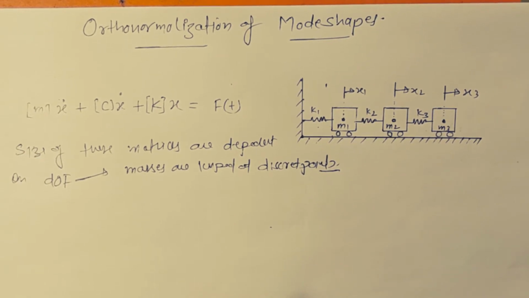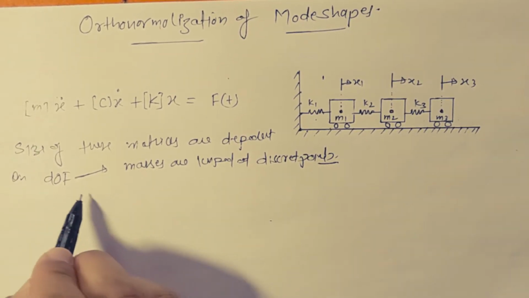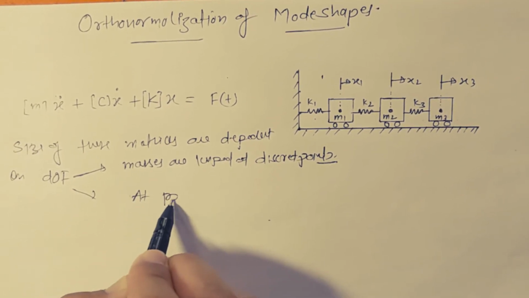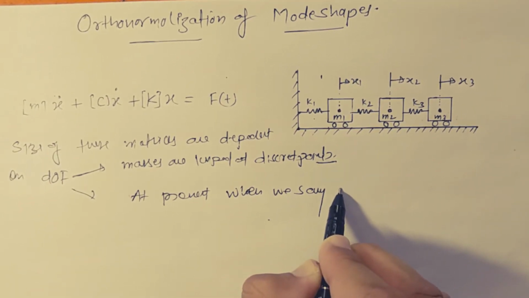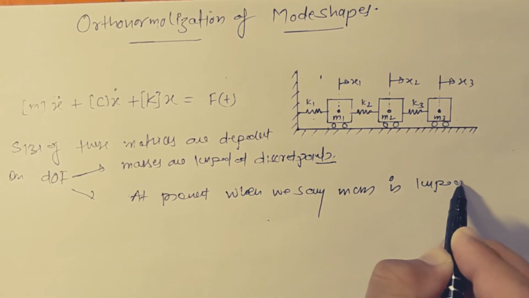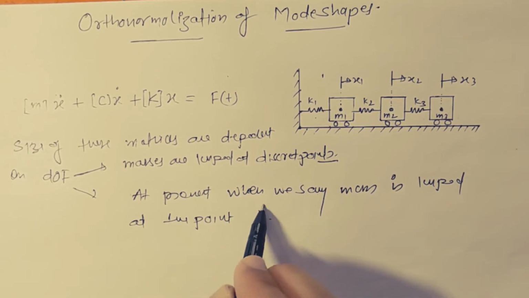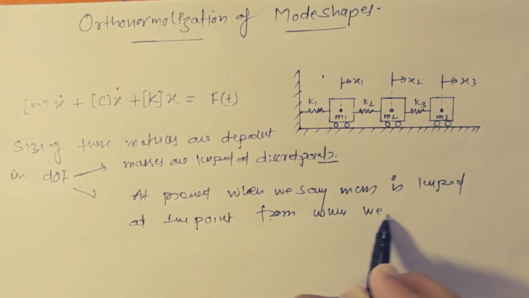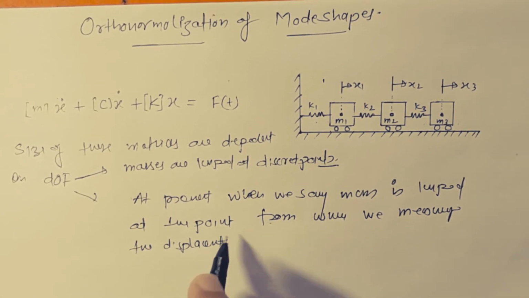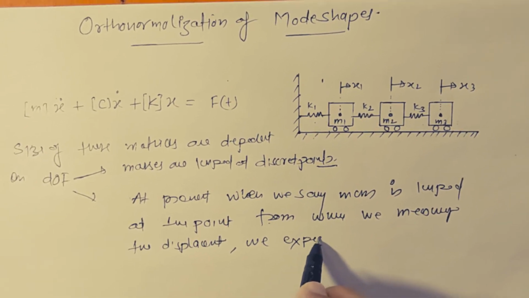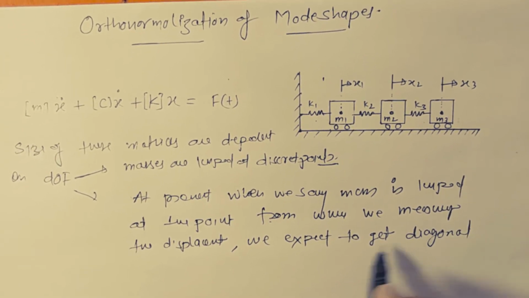And in this type of system, at the moment when we say mass is lumped at the point from where we are measuring the displacement, we expect to get a diagonal mass matrix.